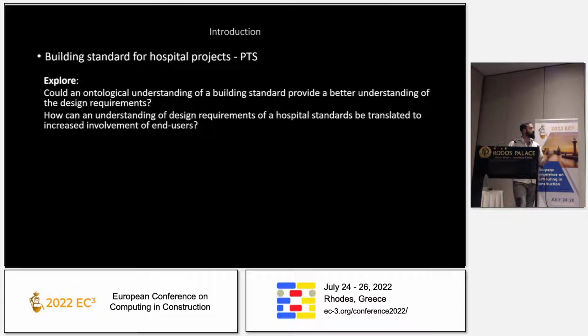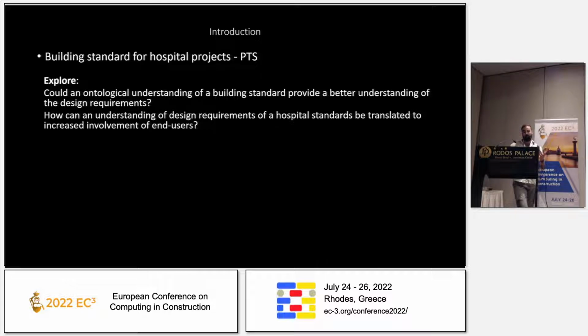What we try to explore in this paper is how an ontological understanding of this very distorted and fragmented information can provide a better understanding of the design requirements. Primarily, which I will get back to later, for the property managers and facility managers working directly with these classification codes and design requirements, but also further down the line, for those directly responsible for the operational work, i.e. the medical staff.